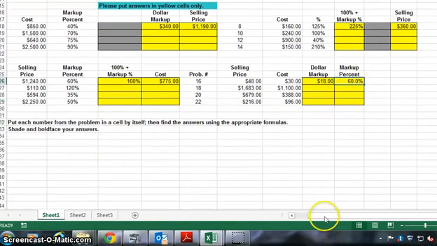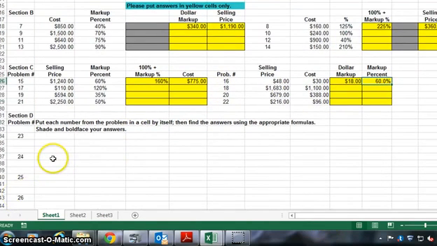Okay, there's a couple of written problems here. I'd like to do one of these with you. Let's do number 24. Number 24, we have an amount. It looks like it's the selling price because it says he sells the item for $960. So we'll call that the selling price.